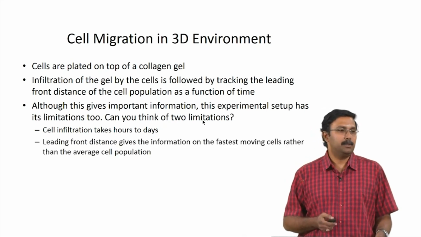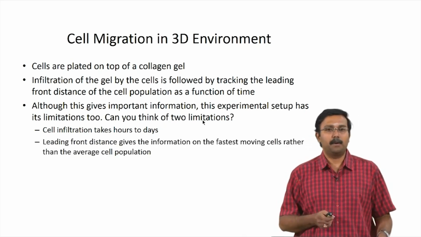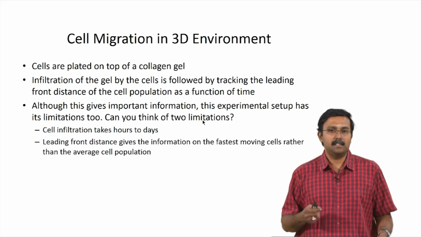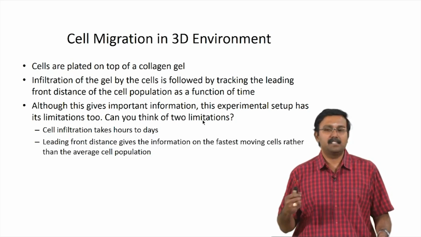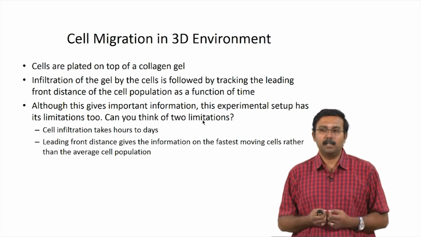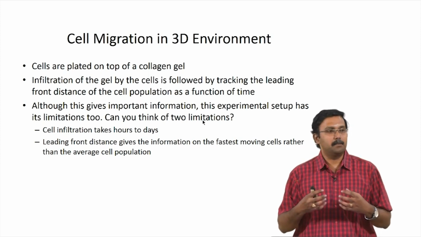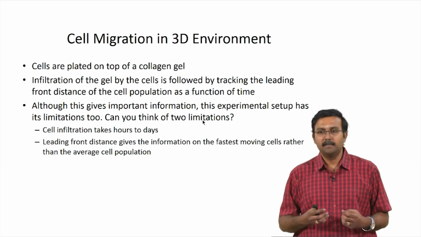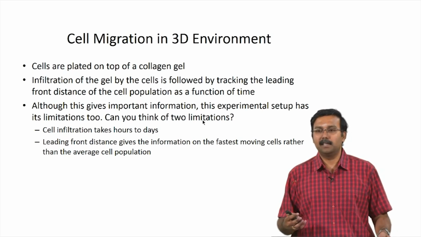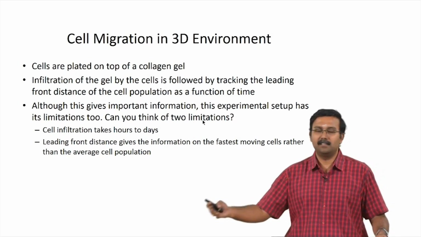And the other issue is more of a proper design problem, which is the leading front distance only gives information about the fastest moving cell. It is not the average cell population which you are looking at. Whenever you are looking to collect data, you are trying to get something representative of the sample. This will not be truly representative of the sample, this will only represent the fastest cell.